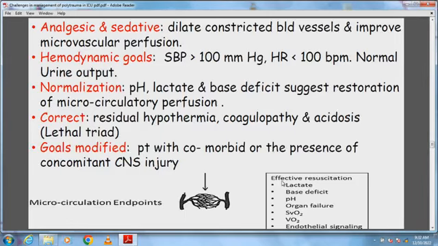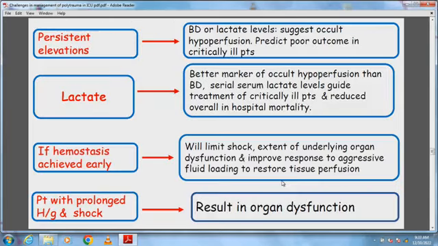pH, lactate, and base deficit suggest restoration of microcirculatory perfusion. So the lethal triad should be corrected, which includes hypothermia, coagulopathy, and acidosis. But the goal can be changed in patients with comorbidity and CNS injury. Effective resuscitation is assumed when there is normalization of lactate, base deficit, pH, organ failure, central venous oxygen, and oxygen consumption. A persistent base deficit and lactate level indicate occult hypoperfusion, and it has a poor outcome. Lactate is better than base deficit for occult hypoperfusion, so serial lactate levels should be done in critically ill patients.